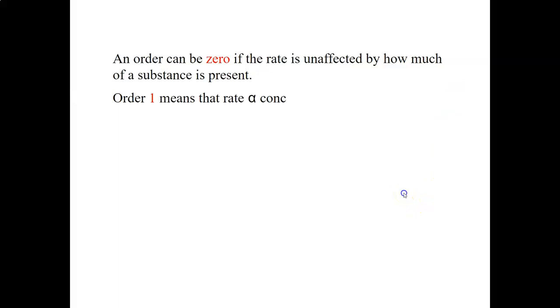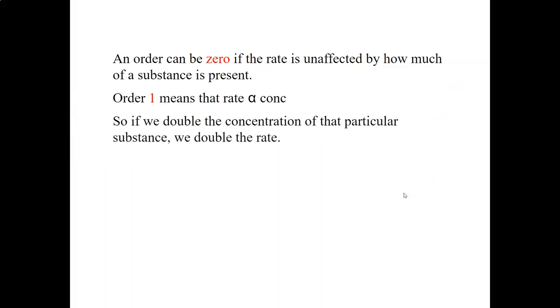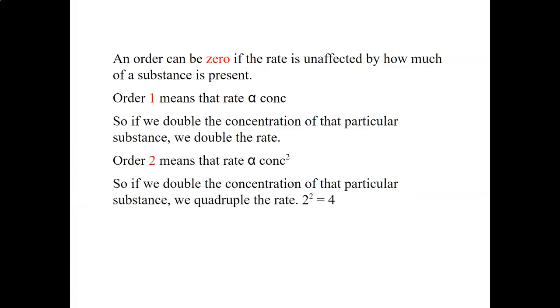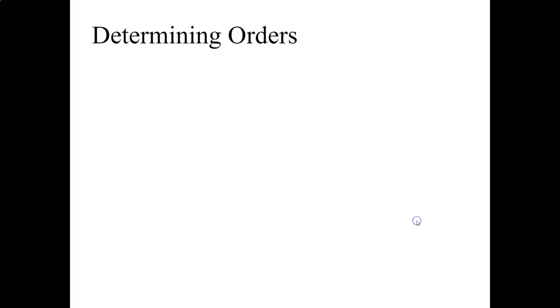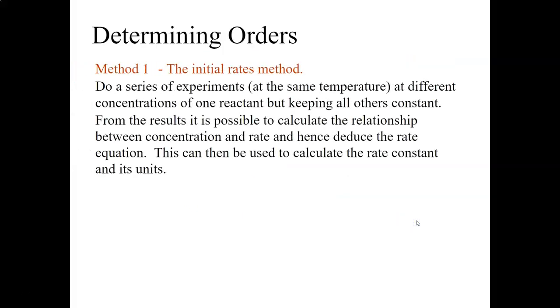So as I mentioned, order 1 means the rate is proportional to concentration. So if we double the concentration, we double the rate. And order 2 means that rate is proportional to concentration squared. So if we double the concentration of that particular substance, then we quadruple the rate, because 2 squared is 4. So let's have a look.